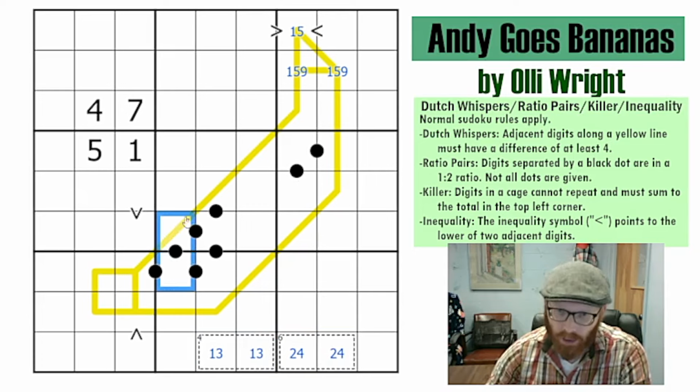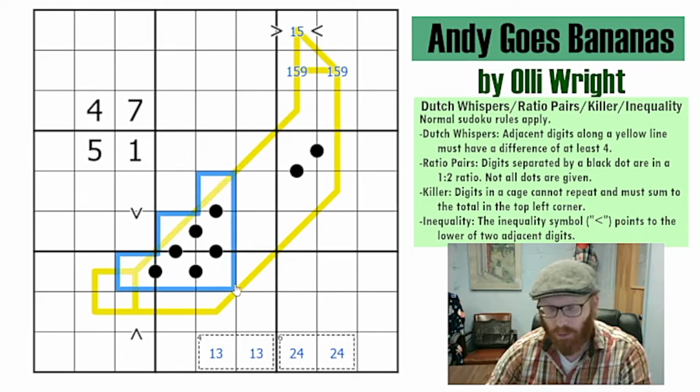Then I'm looking at all of this cluster of black dots. And the reason I'm looking at this cluster of black dots is because I can connect a couple of these dots a couple of different ways to where there are 3 cells linked with black dots.